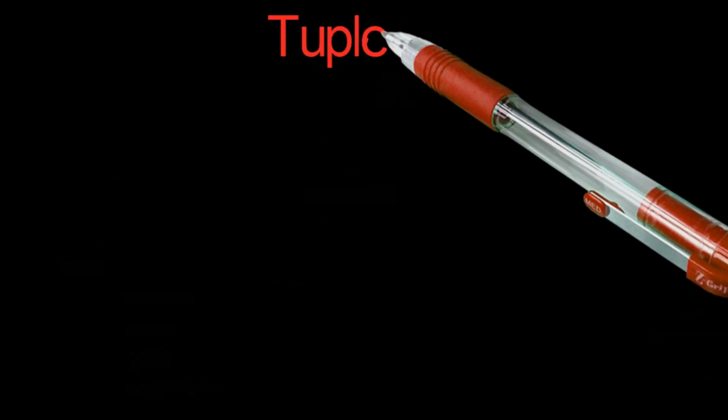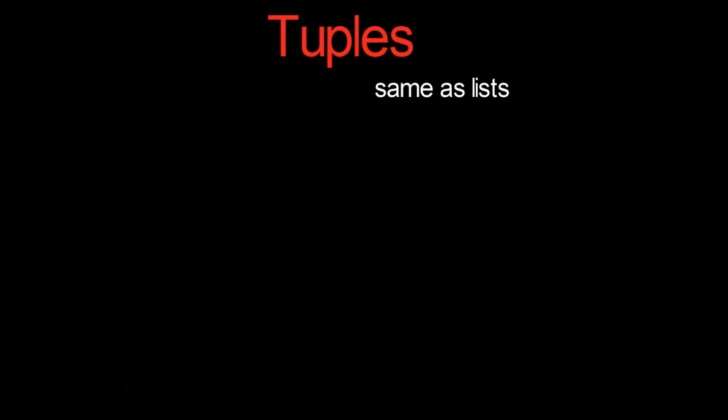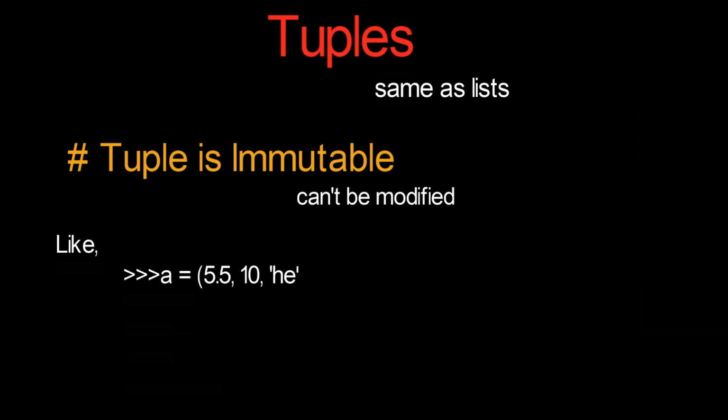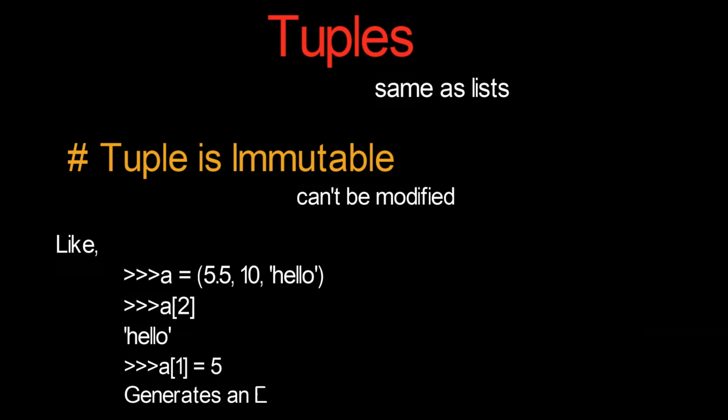Alright, now let's see tuples. These are the same as lists. The only difference is that a tuple is immutable, meaning a tuple once created cannot be modified. They are represented inside parentheses, or normal braces, like A = (5.5, 10, 'hello'). We can fetch any item from the tuple in a similar way as from a list, like A[2]. It will give the value hello. Also, since they are immutable, we cannot modify its item values, like A[1] = 5. Now this will generate an error.